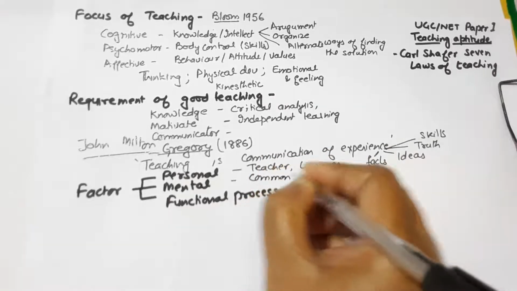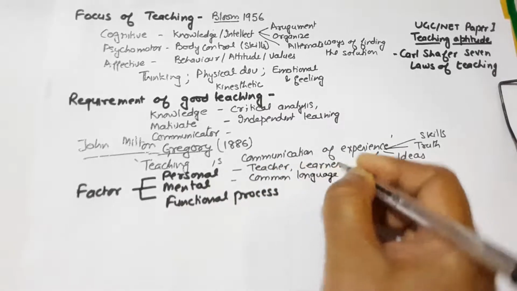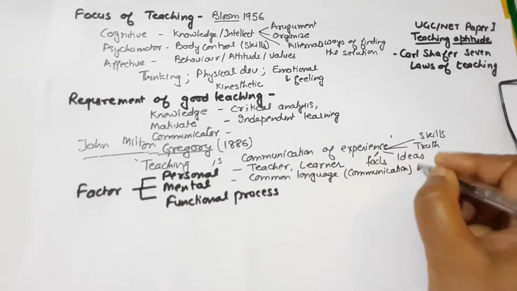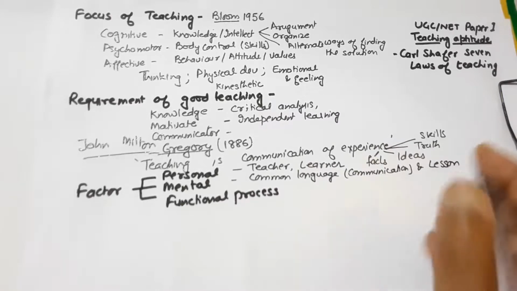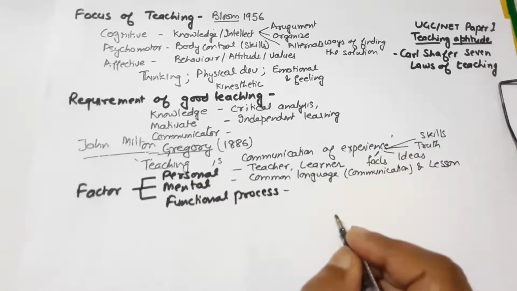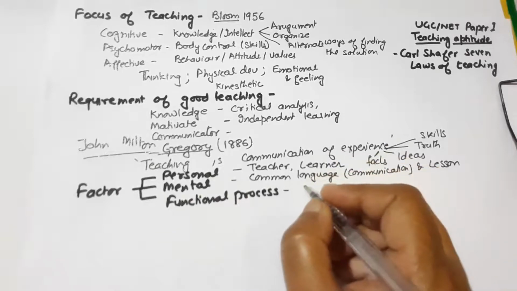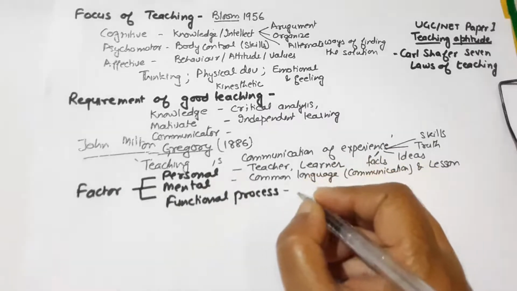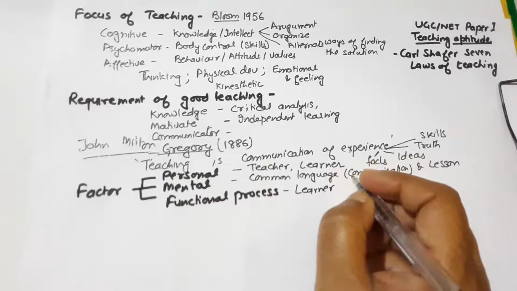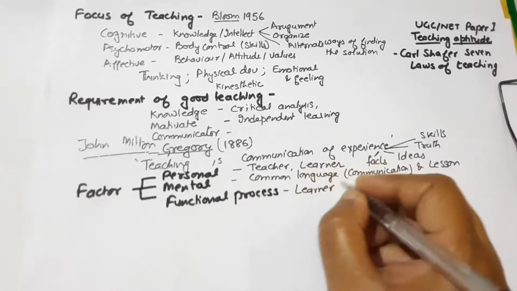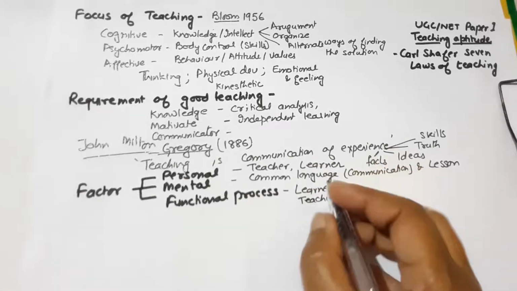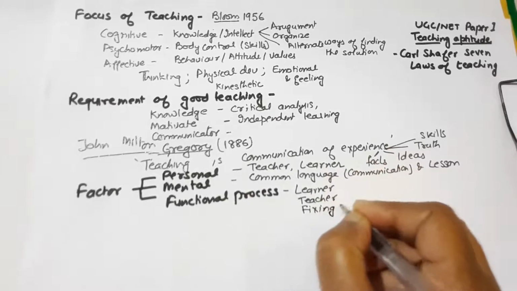And as far as mental factors are concerned, there he has commented that there should be some common language which can be used for communication, and there should be a planned lesson. And during the process, when the process of teaching is going on, 3 important processes take place. The process or the activity is done by the learner, the process or activity is done by the teacher, and the process of fixing of result.